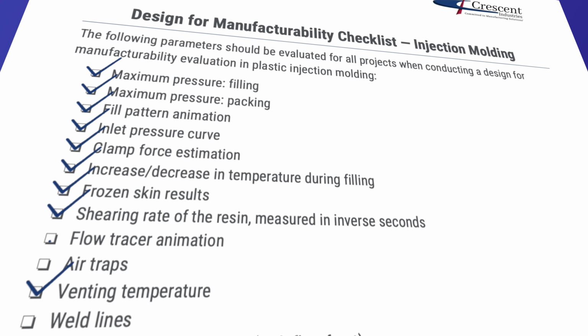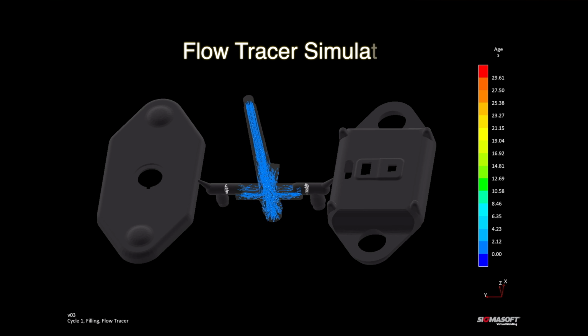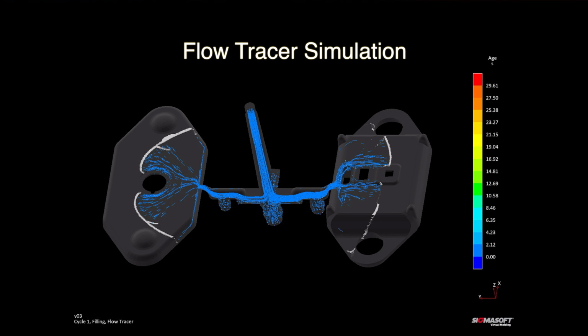Next, we move into flow interaction defects. Flow tracer animation lets us visualize how different flow fronts move and interact inside the mold cavity. This is incredibly useful for predicting hesitation zones, trapped air, and where knit or weld lines will form.